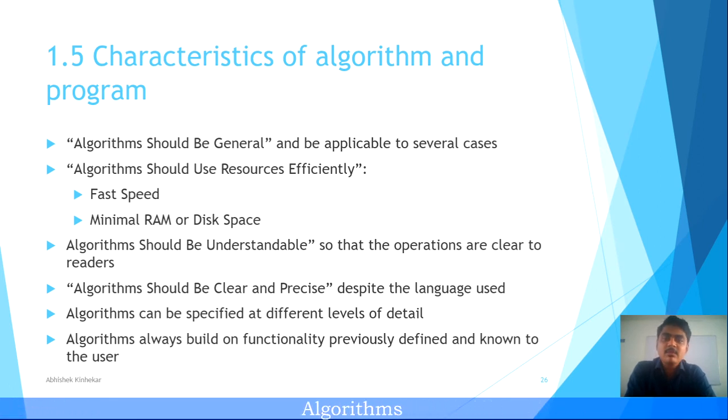Now if algorithm is simply a sequence of steps to solve a particular problem, then it should be so simple that it should be understandable by any layman. Correct? If the algorithm itself is not understandable, then the developers who try to develop that algorithm will find it difficult. And if you find your algorithm difficult, then writing code or providing the implementational logic for that algorithm is extremely difficult. So your algorithm should be understandable so that the operations are clear for each and every reader.